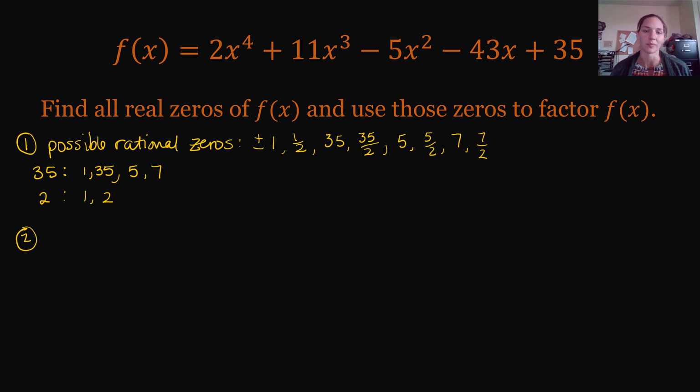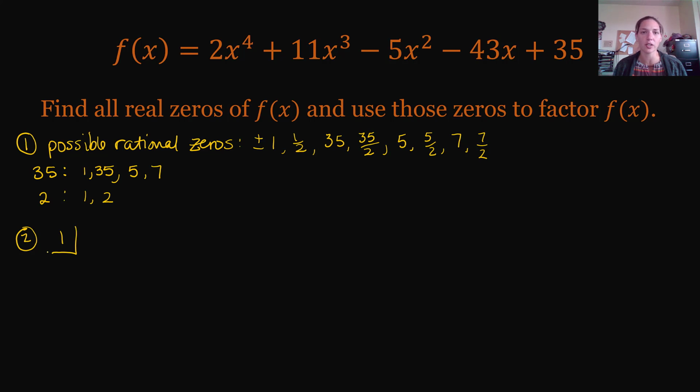So let's try positive 1. Let's see if that works. Now, synthetic division: we put the number we want to divide by in the little box. Next to it, we write all of the coefficients of every power of x from the highest down. So if we didn't have an x squared term here, we would have a 2, and then an 11, and then a 0, and then a 43 and 35. We have to have those placeholders.